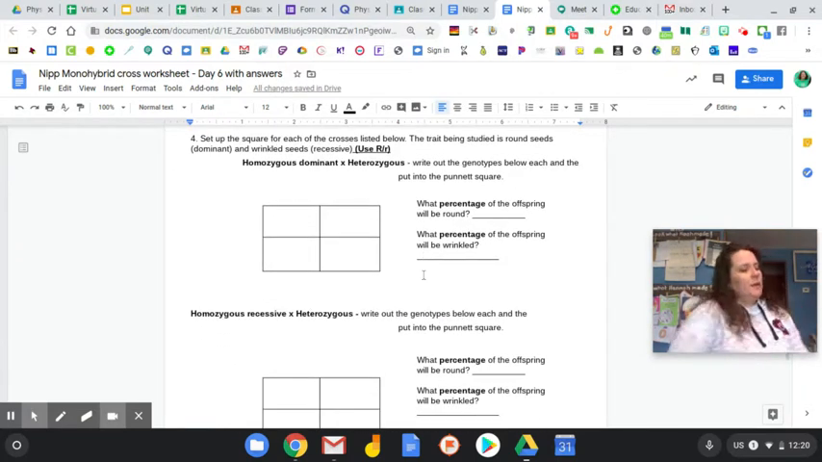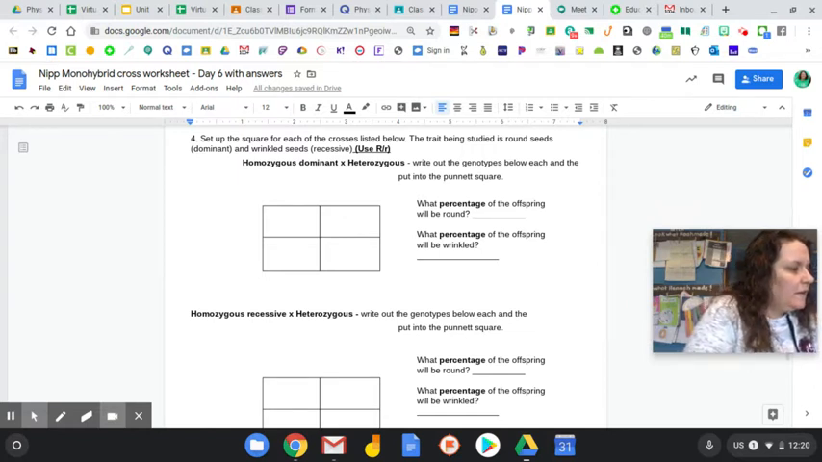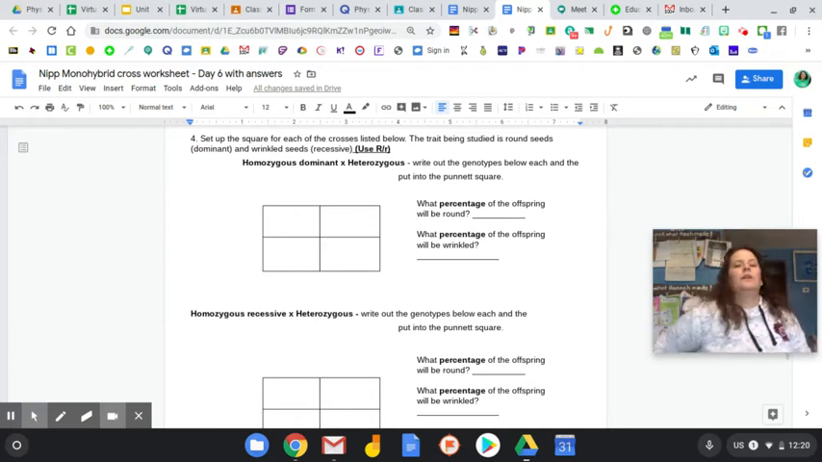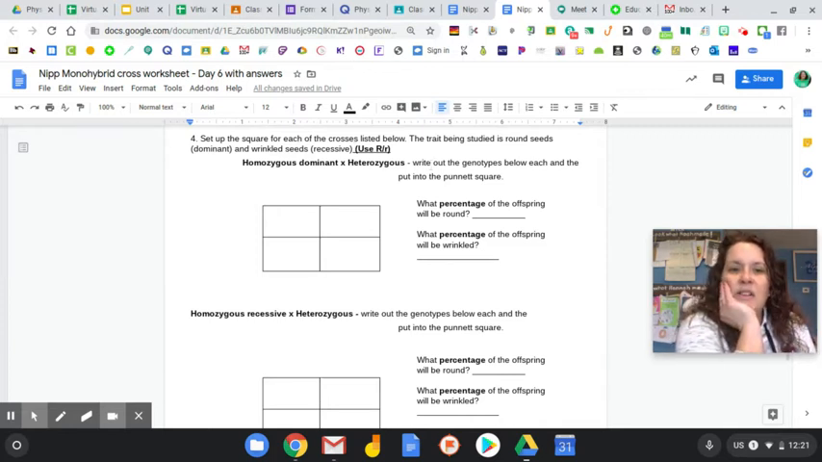All right, this part right here is where you might have gotten a little confused. That's where some people on the Flipgrids were saying they were having a hard time. Like, what does this even mean? So it says, set up the square for each of the crosses listed.